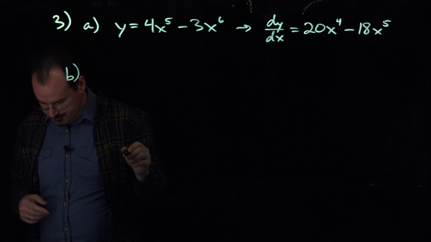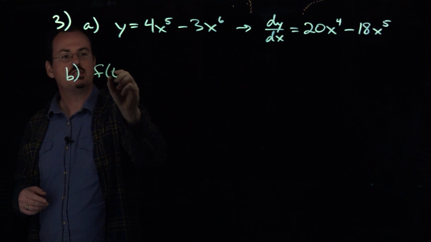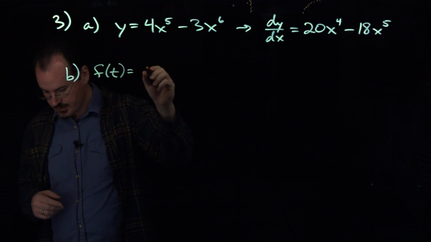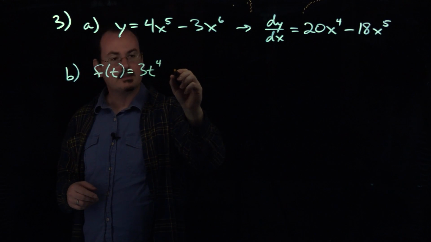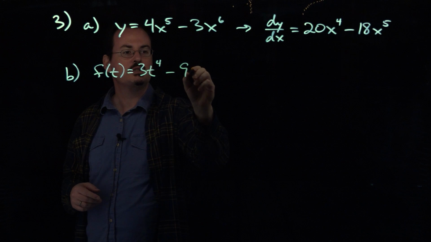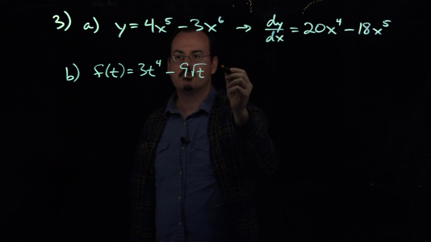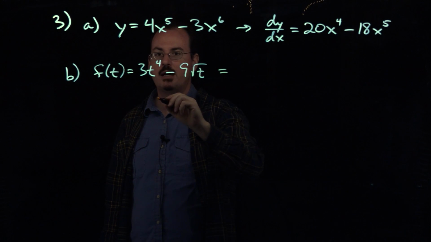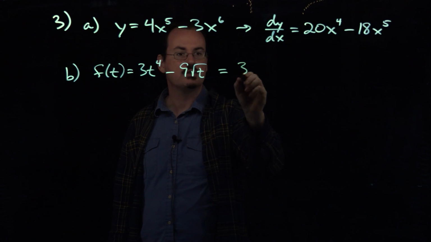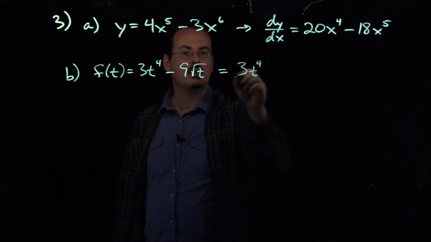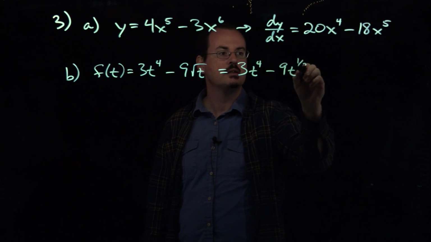For B, similar. Now we've got a root within that function as well. So f of t is equal to 3t to the 4th power minus 9 root t. And so again, the idea here is that before we actually use the power rule, we want to write any roots as exponents. So 3t to the 4th power. Square root is the same thing as a 1/2 power, so we get 9t to the 1/2.